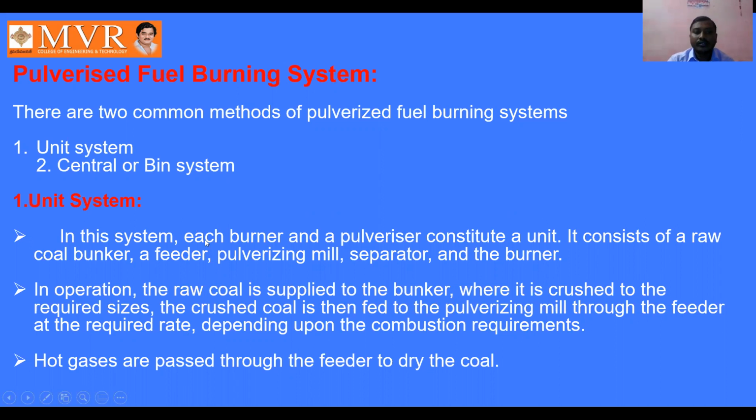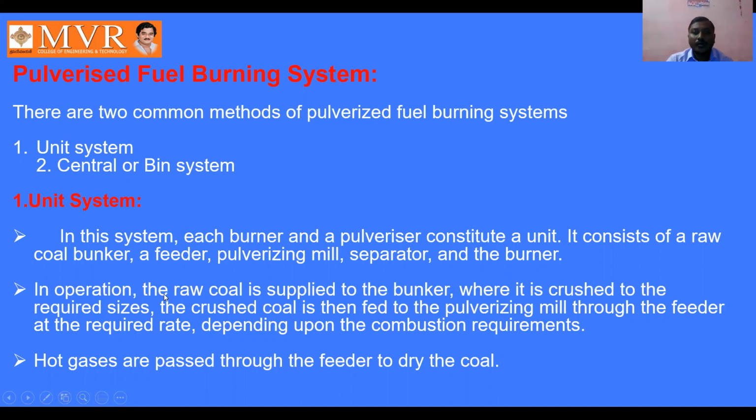See here, in the unit system, each burner and a pulverizer constitute a unit. It consists of a raw coal bunker, a feeder, pulverizing mill, separator, and the burner. These are the components of the unit system.